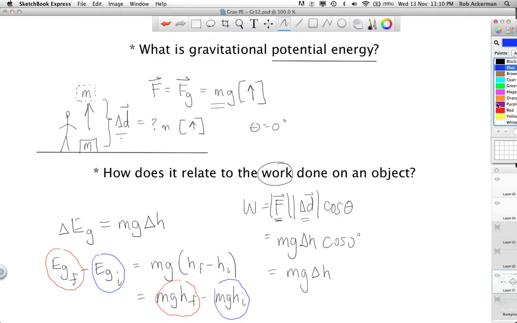And so some people like to write that the gravitational potential energy is equal to mg times your height, slightly different than delta EG equals mg delta H. You could think of this as the absolute value of your gravitational potential energy, and you could think of this one as the change in the gravitational potential energy when you move from one height to another. And when you do some of the homework questions, hopefully you'll be able to see how these two relate to one another. But they're very nearly the same.